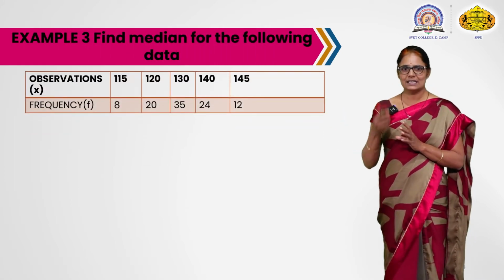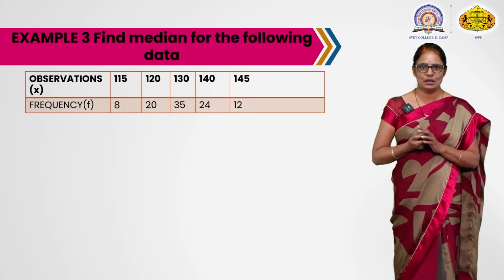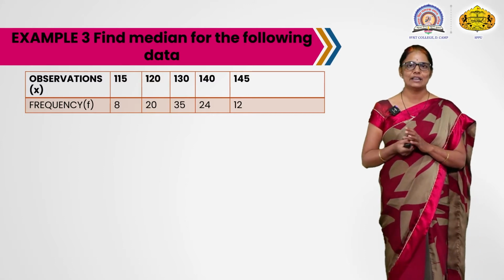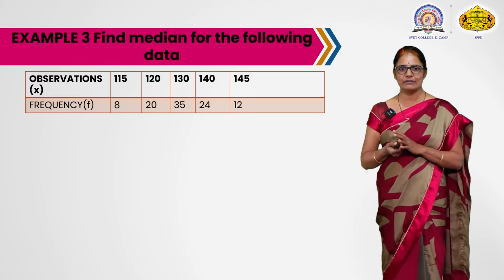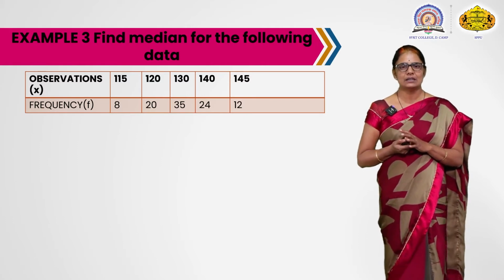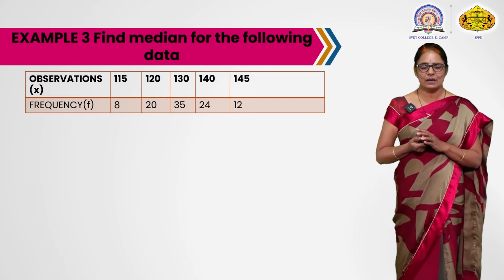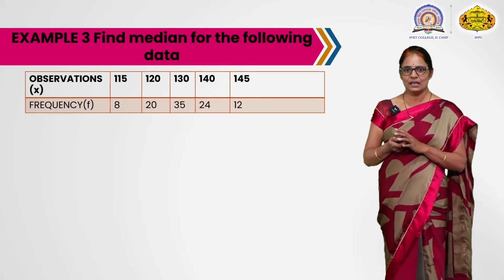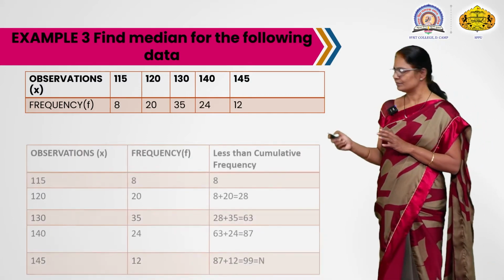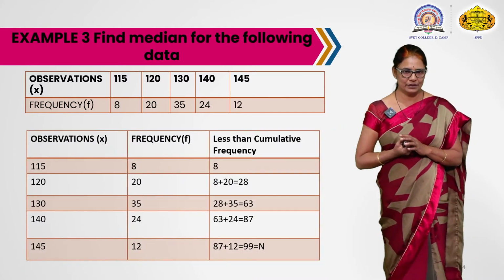Now let us consider two examples. The question is: find the median of the following data. We are given the observations and the corresponding frequencies. Now the first thing is we have to calculate capital N, and for that we have to calculate the less than cumulative frequency.